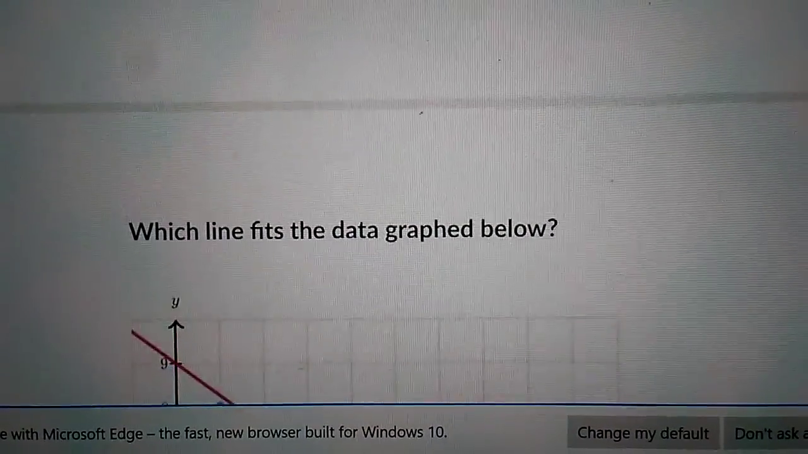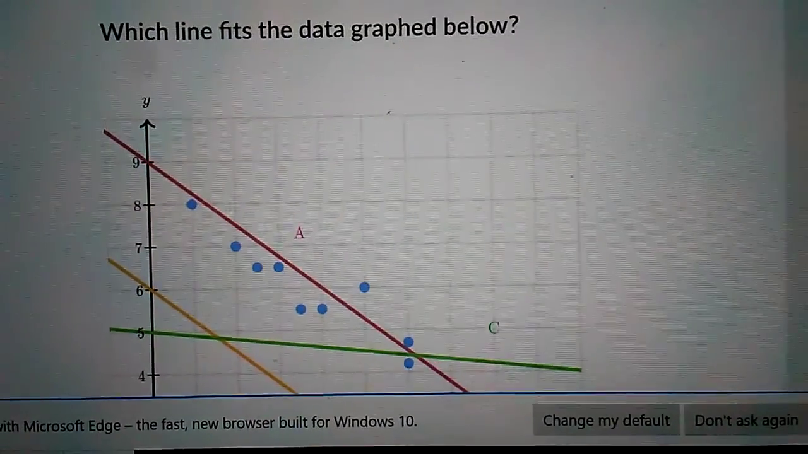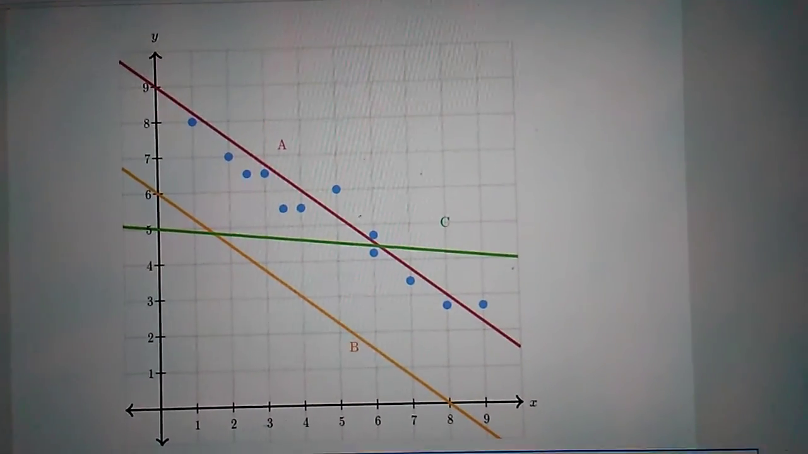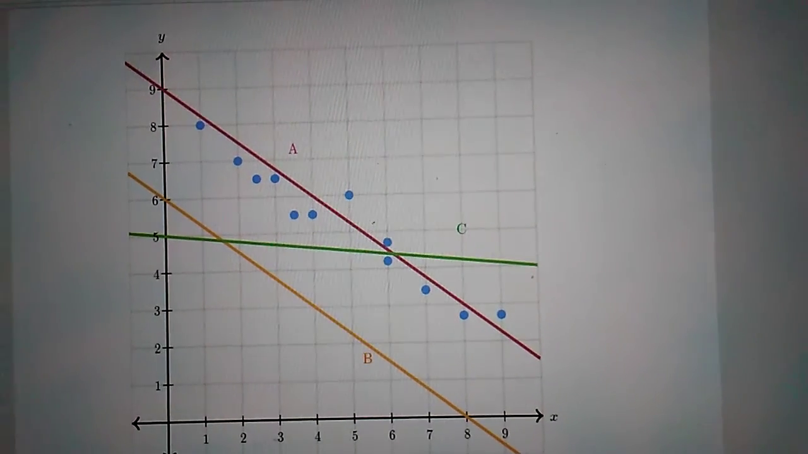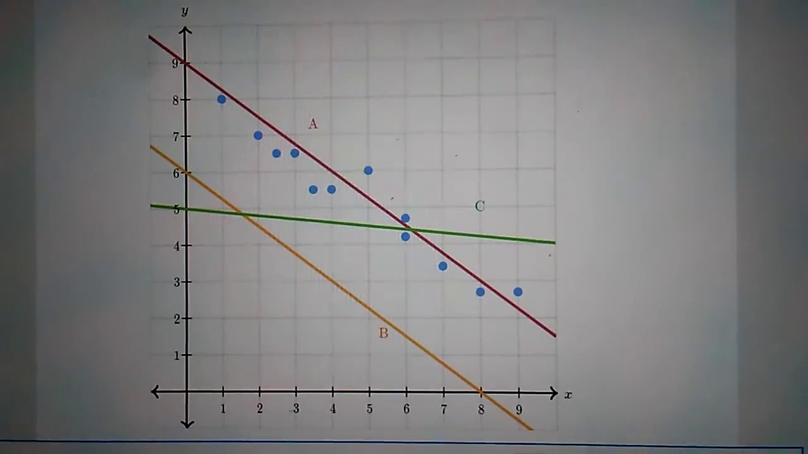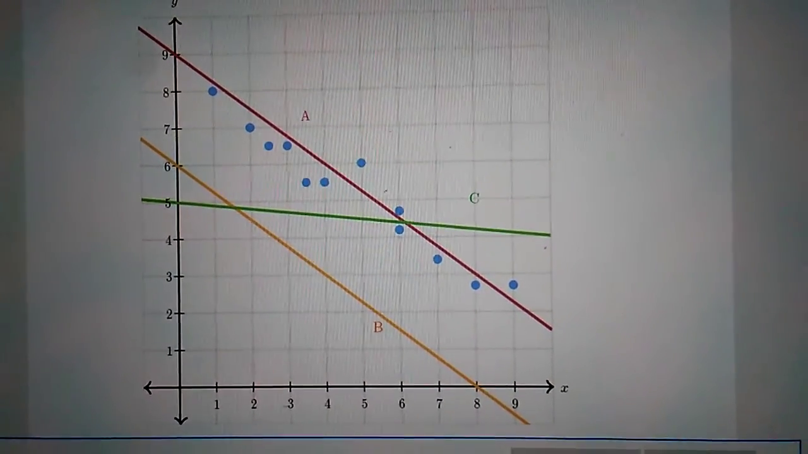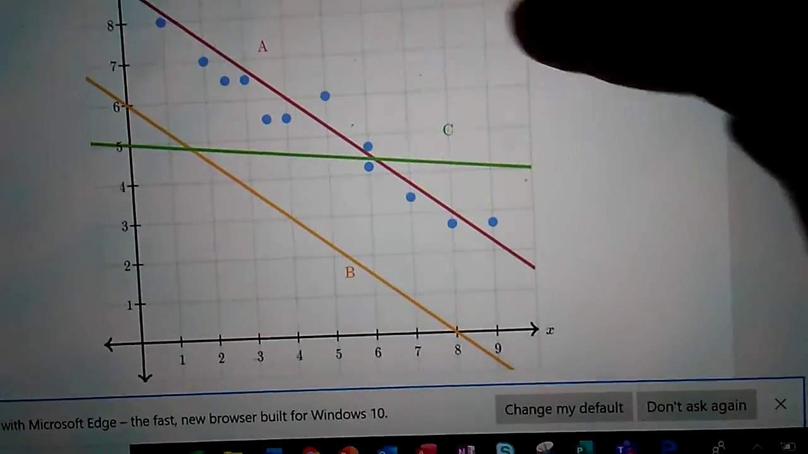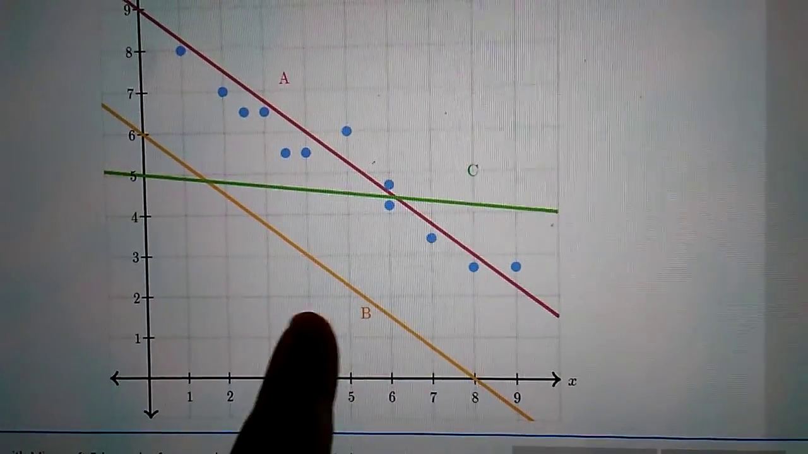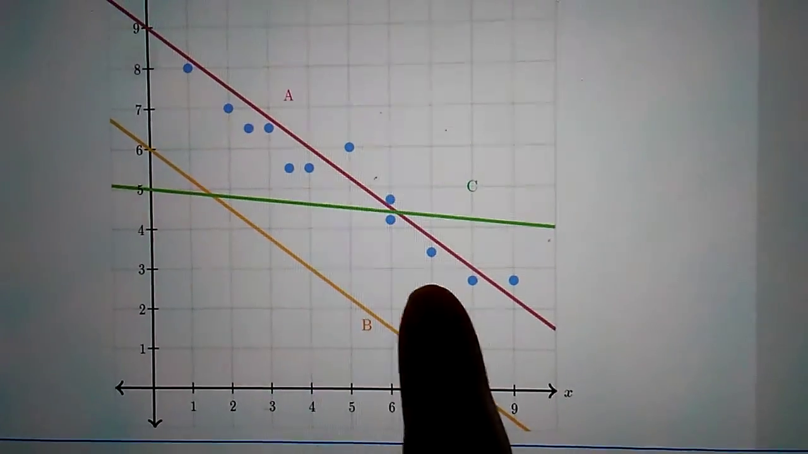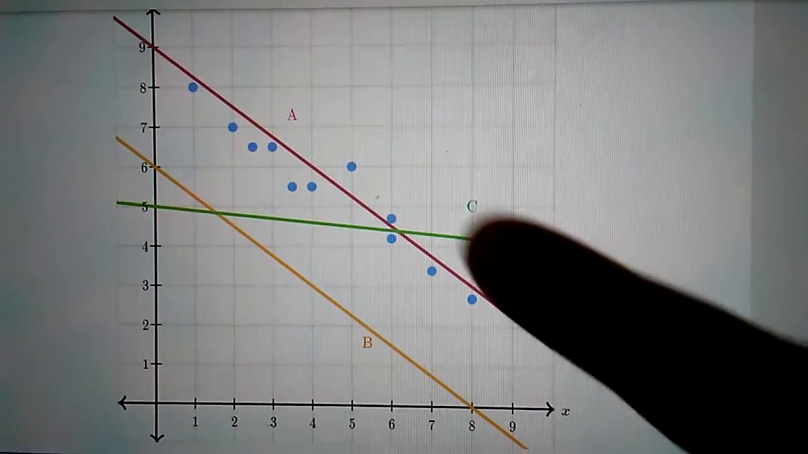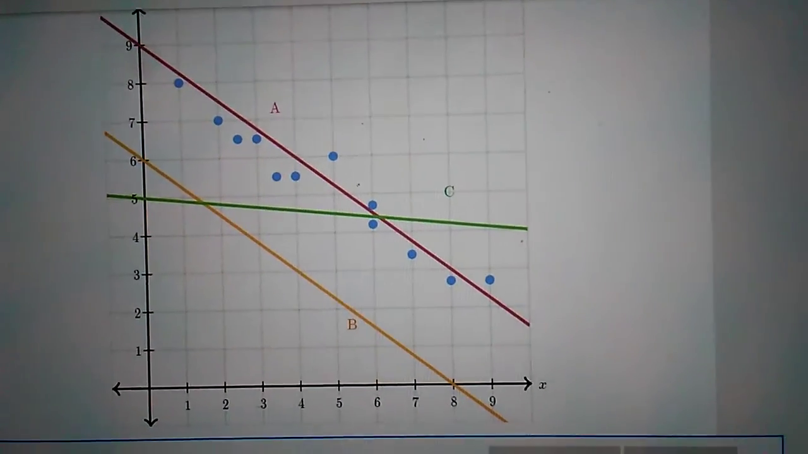Which line fits the data graphed below? And you can see we have a scatter plot. Which line, A, B, or C, do you think fits the data the best? And the answer is A, because as you can see, it goes through the middle of the points. The green and the yellow lines aren't anywhere really near the points. I mean, the green line is, but you want to try to get the line to go through the middle of the points. That's a line of best fit.